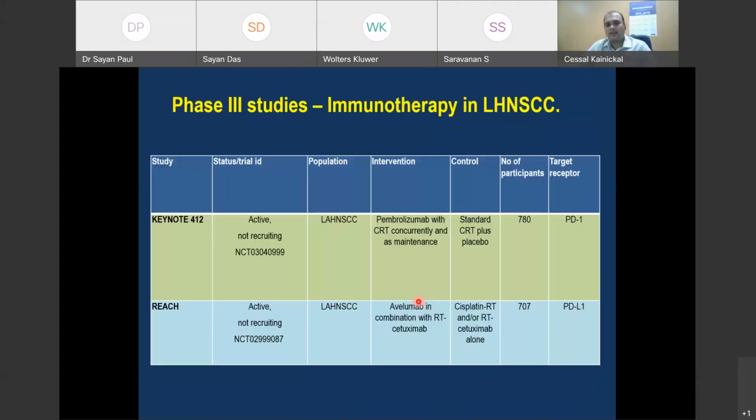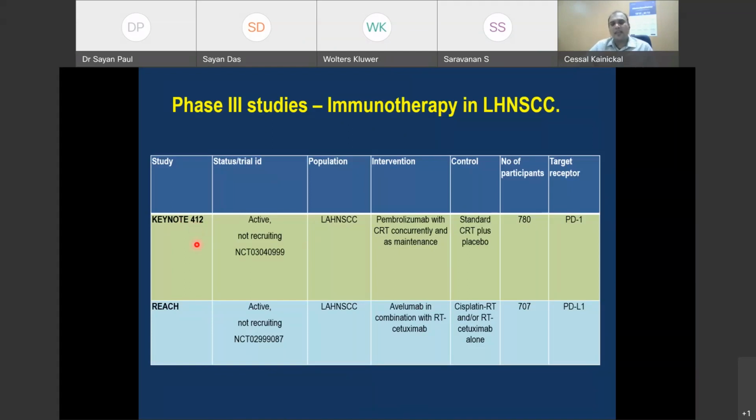There are ongoing clinical trials. This is the last slide. The ongoing clinical trials in immunotherapy in locally advanced disease can be divided into three. One, can we add immunotherapy in addition to concurrent chemoradiation? There is Keynote 412, that is pembrolizumab in addition to concurrent chemoradiation. This has completed recruiting patients. Around 780 patients have been recruited so far. We may have some preliminary results in a year or two, perhaps next year. So we are awaiting the results from Keynote 412.